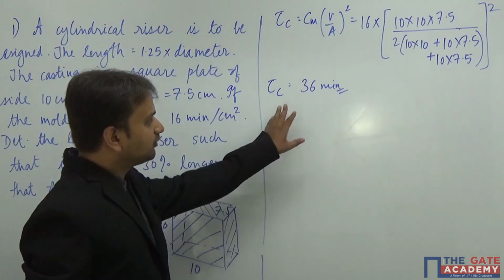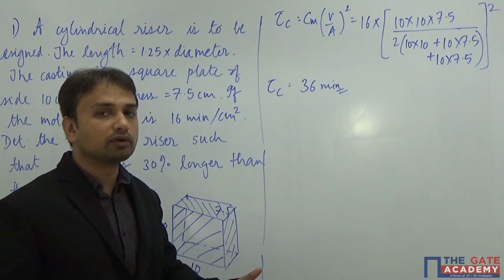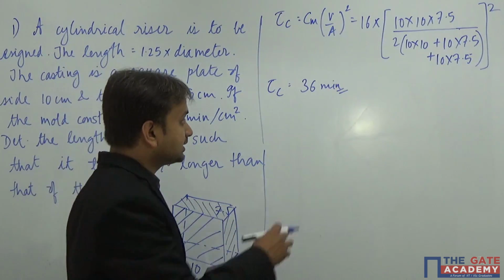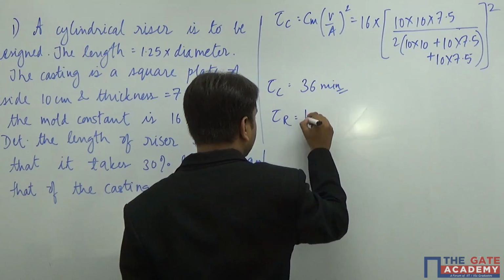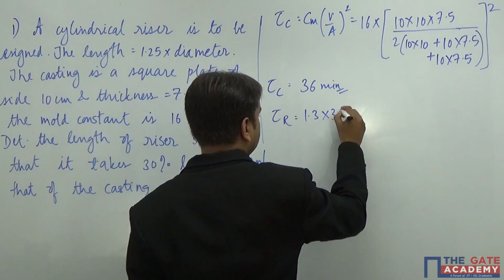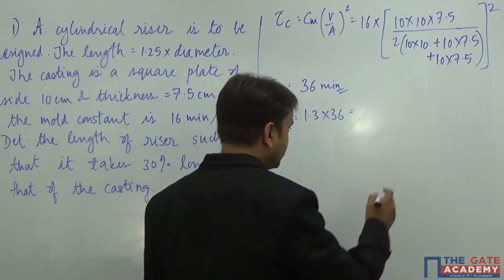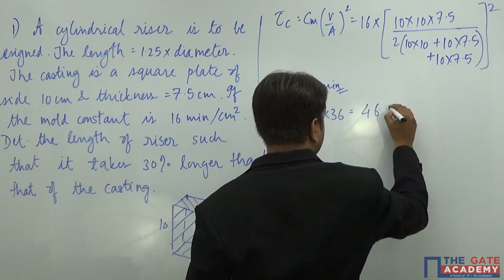Now, this is the solidification time for the casting. Solidification time of the riser is 30 times more. I'm sorry, not 30 times, 30% more, right? 30% higher than 36 minutes. So, tau for riser will be 1.3 times 36 minutes. Isn't it? Yes. So, it will come out to be 46.8 minutes.